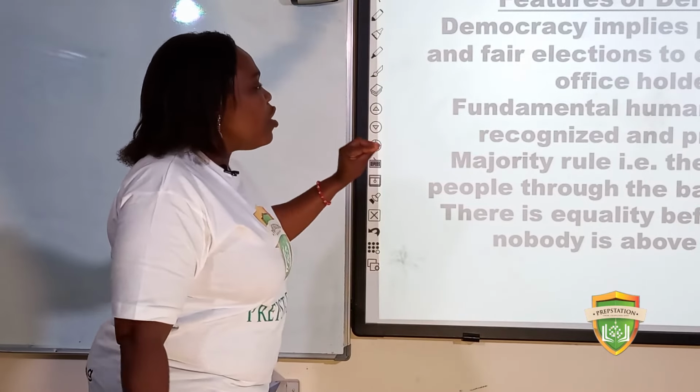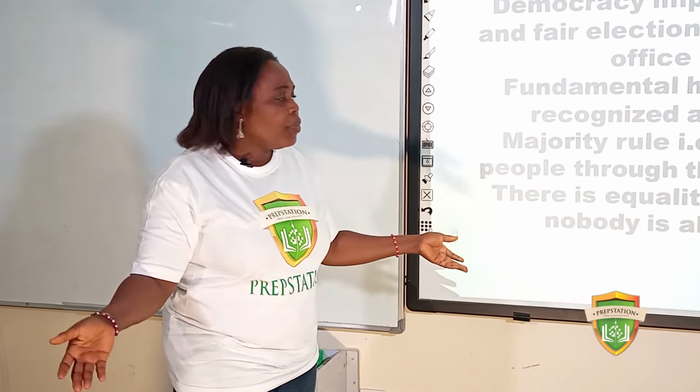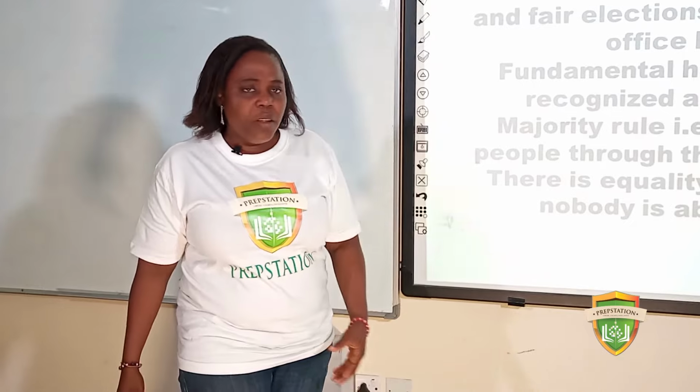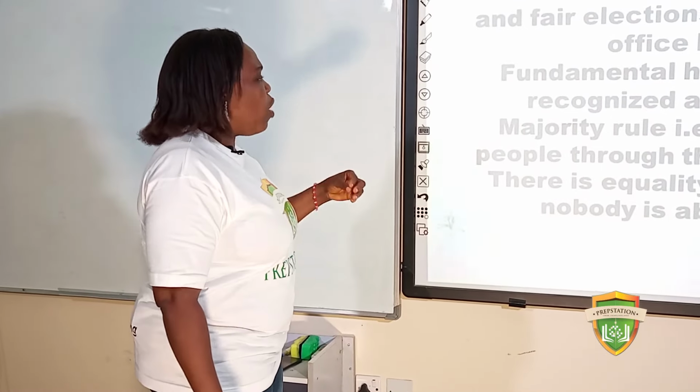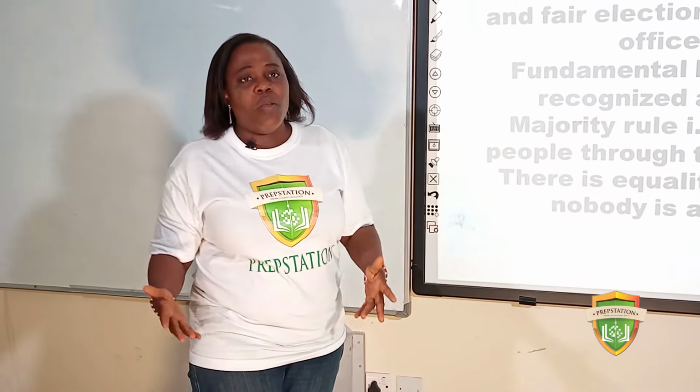Now, majority rule. What do we mean by majority rule? The people. The will of the people must always prevail. The will of the people must always what? Prevail. There is also equality before the law.